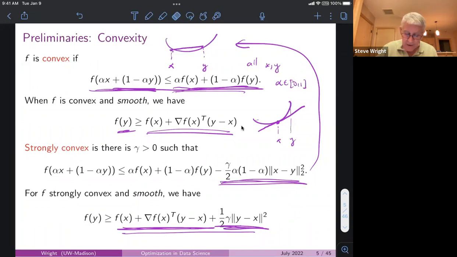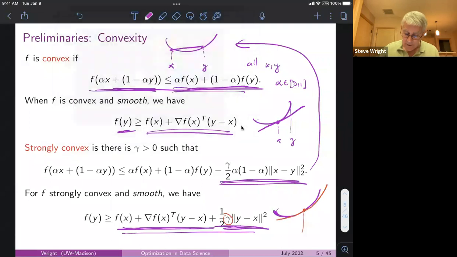So this is the true function. It's got to be a function, so it's got to be like that. If I pick a point x here, and I form this quadratic for some gamma greater than 0, I get another function that's almost the tangent, but it has a little bit of positive curvature to it as well. And it lower bounds the true function. So if I can do that at all points x for some gamma, then I'm dealing with a strongly convex function.